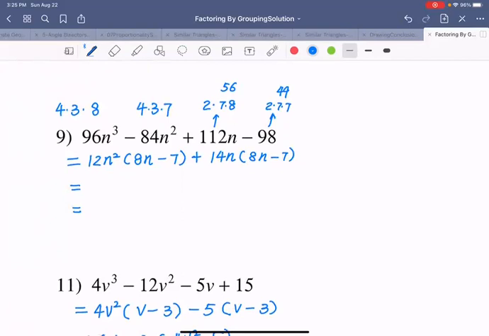Next step. Parentheses 12n squared plus 14, times 8 and minus 7. Okay, we can further take out the common factor here. Continue, please.